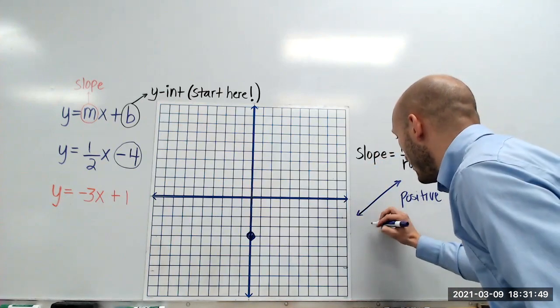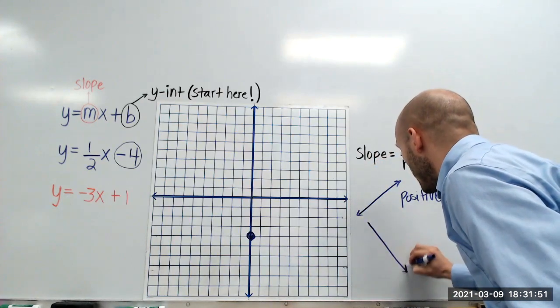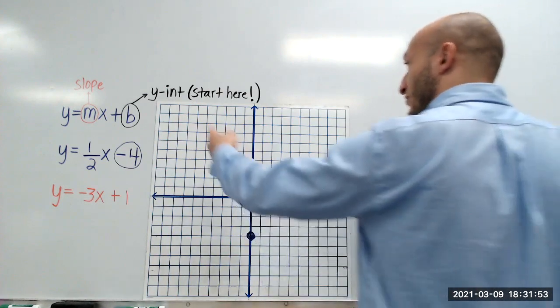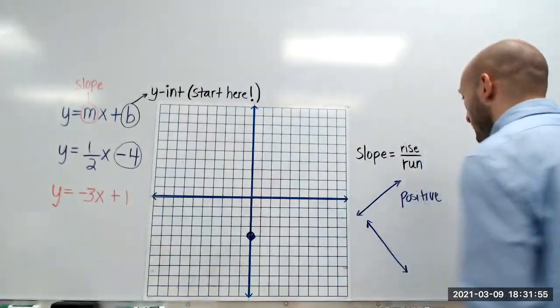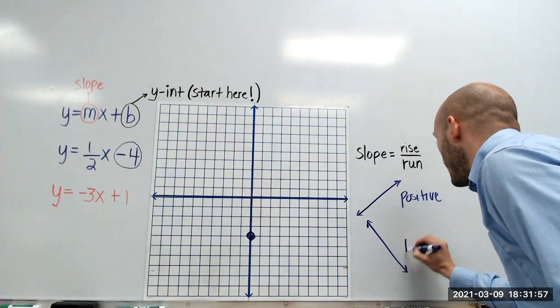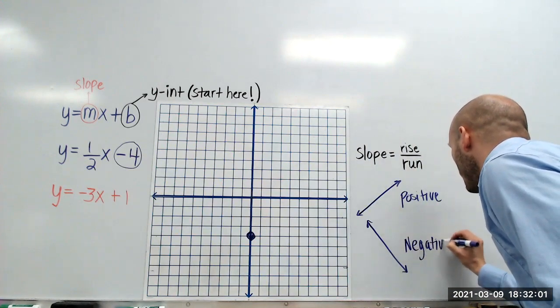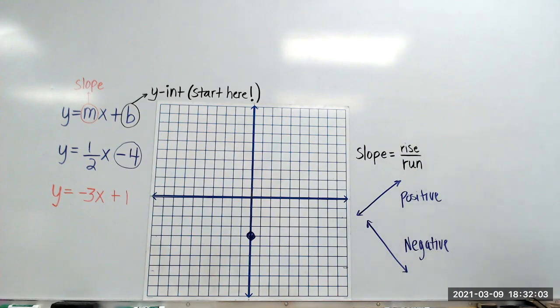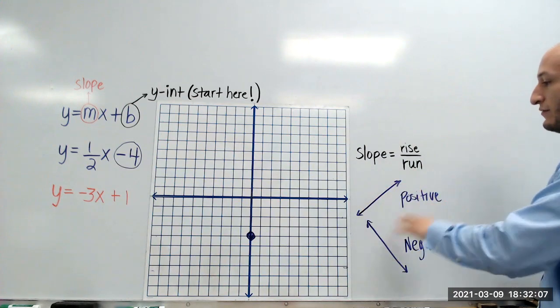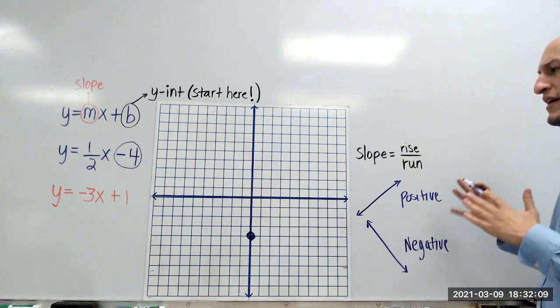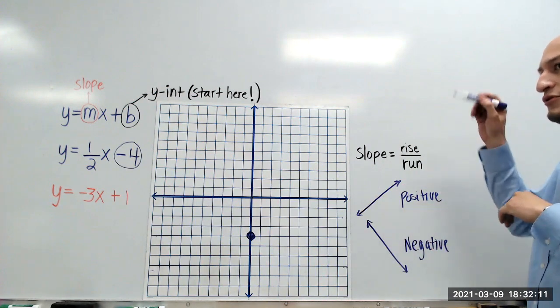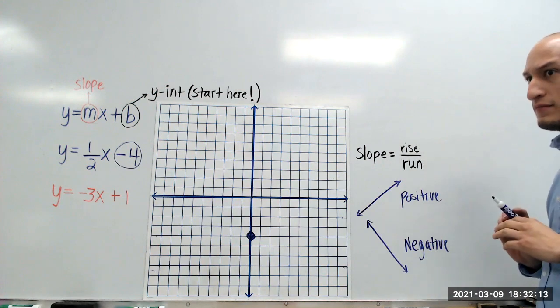Now, a graph can also be pointing down like this, going down from left to right. This is for slopes that are negative. So this is a good way of knowing which way I'm supposed to go with my rise and run.